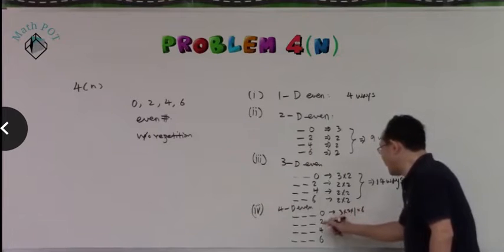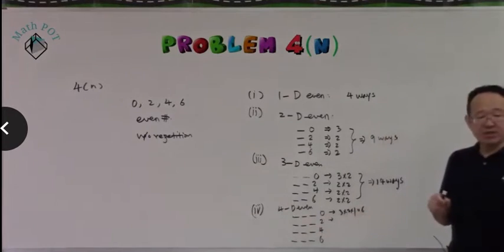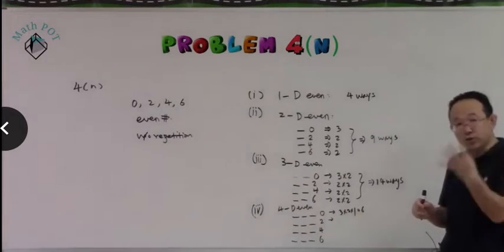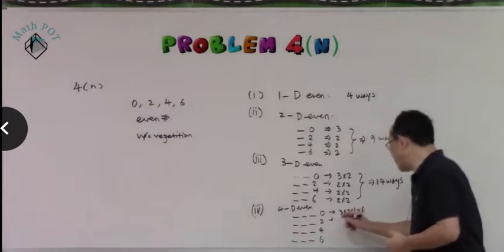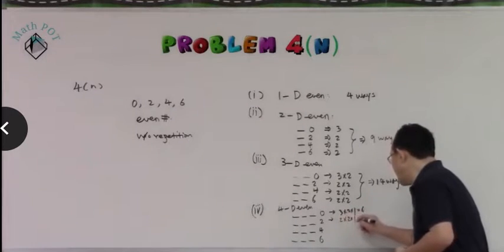How about this one? Very clear. First step cannot be 0. That means we have 2 ways. Next step, still 2 ways. Of course, the last step is nothing but 1 way. That gives us 2 times 2 times 1. Of course, this is 4.